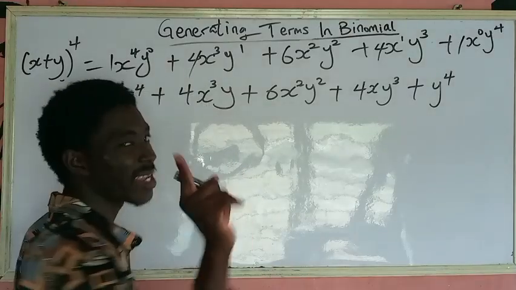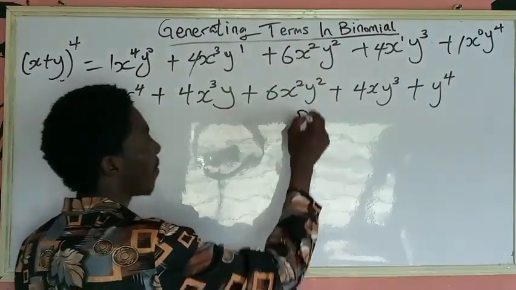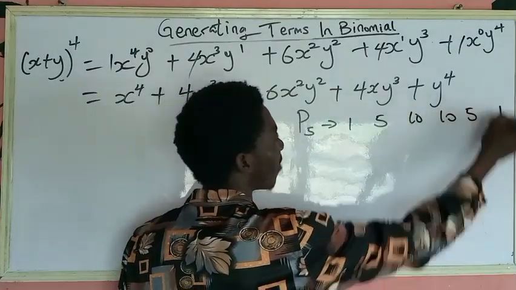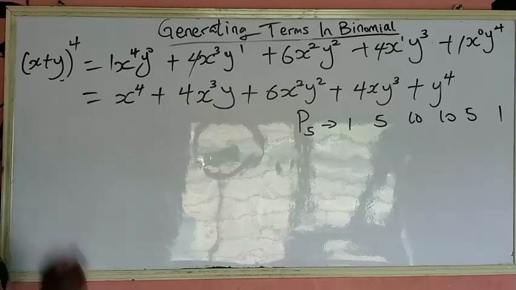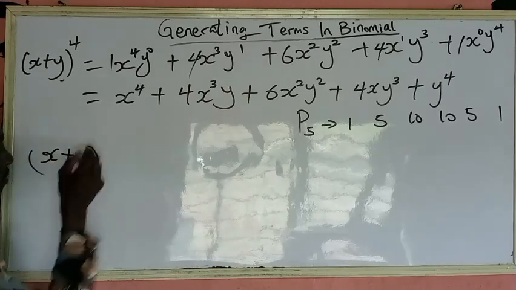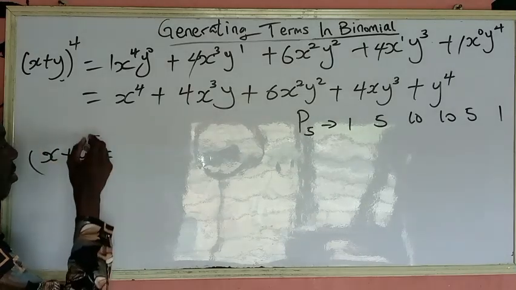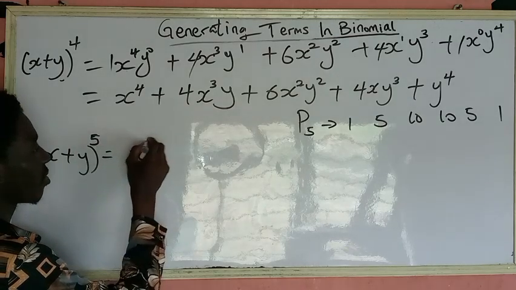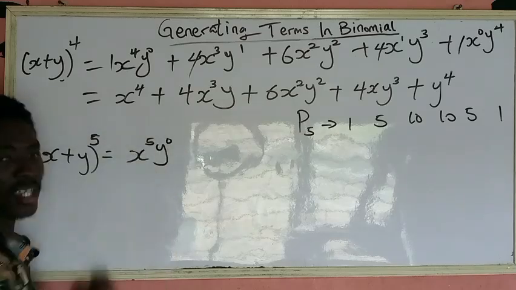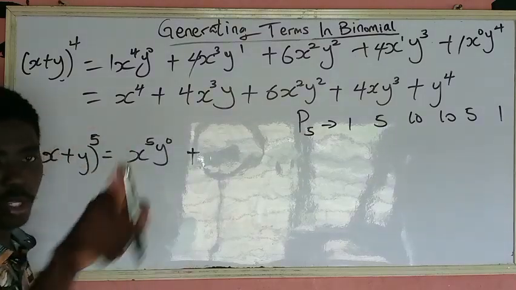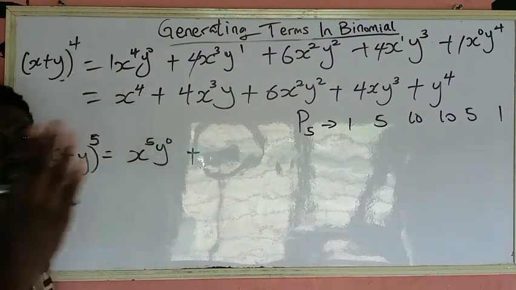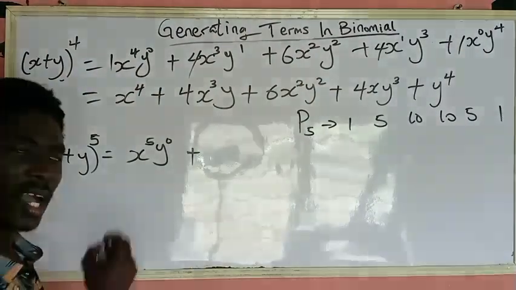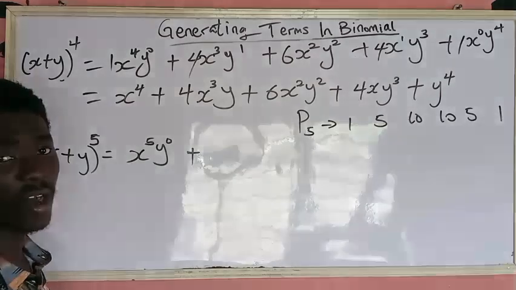So let's take P5. P5 is 1, 5, 10, 10, 5, and 1. That means I can work out x plus y raised to power 5. That will be x raised to power 5, y raised to power 0. And what do you observe, guys? You can observe that this answer has 5 terms: 1, 2, 3, 4, 5. This is how it works. It has a different number of terms.